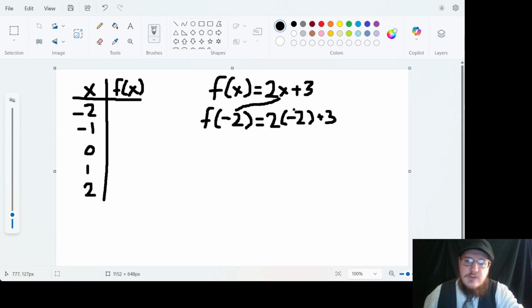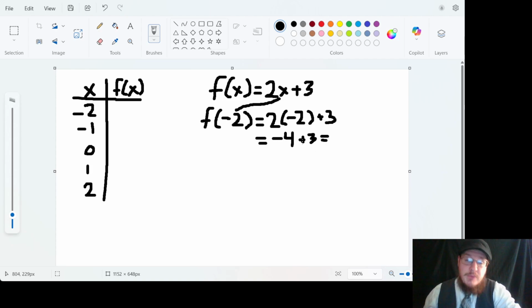We have to distribute the 2 to the -2. And by distribute, I mean multiply. Okay? Anytime you see a value closed off inside of parentheses, you then do multiplication. Okay? So 2 times -2. Remember, it's negative. So we have -4, because 2 times 2 is 4, but it's -2. So it's going to be -4 plus 3.